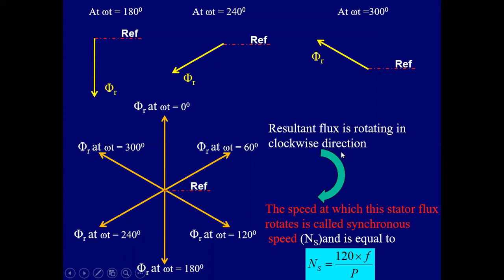If you want to change the direction of this rotation, you have to change the phase sequence, that is, instead of RYB you have to go for RBY. Okay, so that is it, right? All these things we have seen, and Ns is equal to 120 f by P, right?